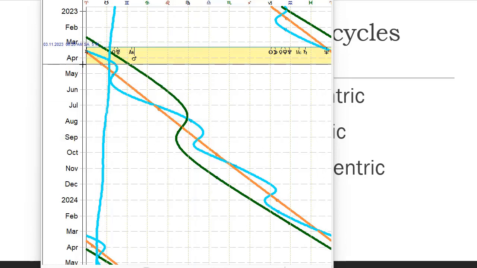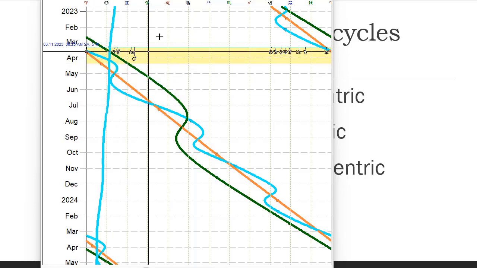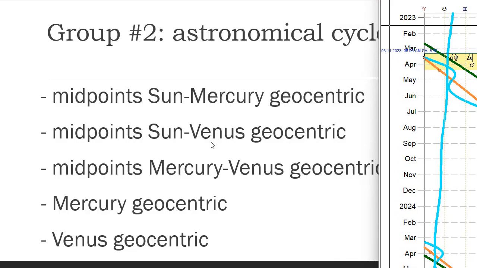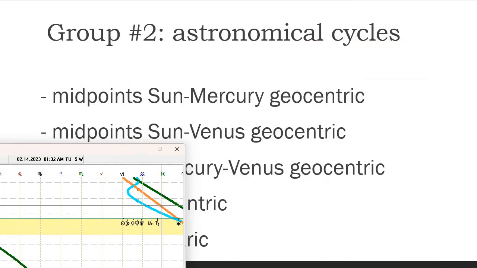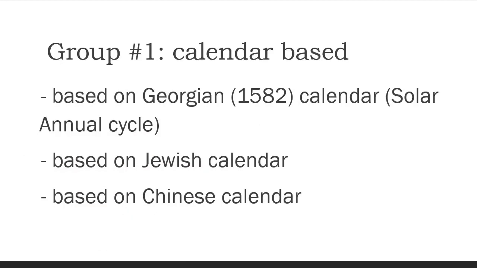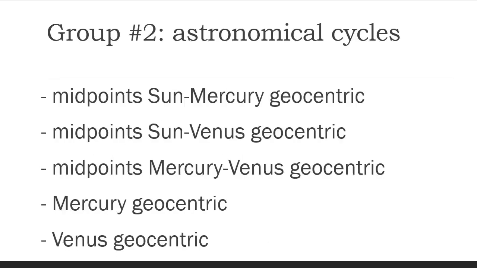So we can calculate the midpoint between Sun and Mercury. It will move not far from the Sun, and we use this point to calculate another annual cycle. The same story with the Sun-Venus midpoint. We can calculate the midpoint between Sun and Venus and do the same. Also the Mercury-Venus midpoint, and Mercury geocentric position, and Venus geocentric position. We can use these to calculate annual cycles as well. So, you see, totally we have 8 different annual cycles: 3 based on different calendars, and 5 based on different planetary positions.